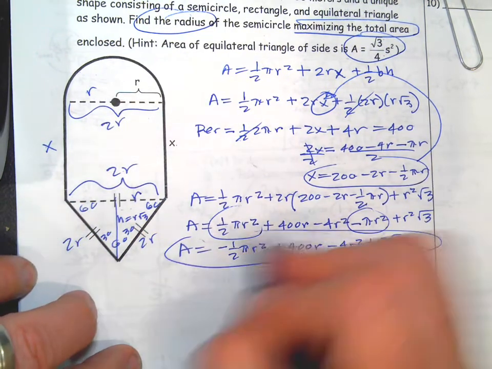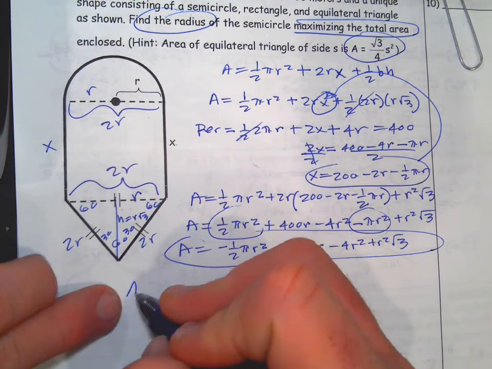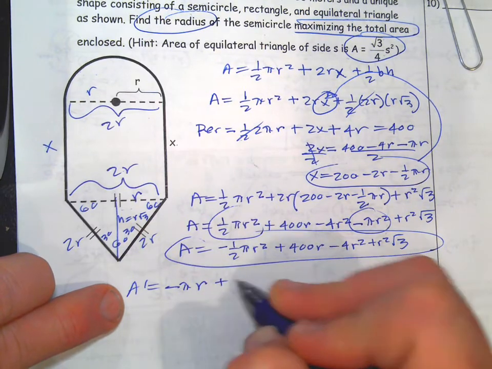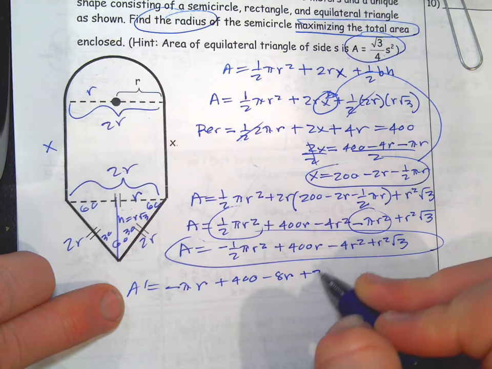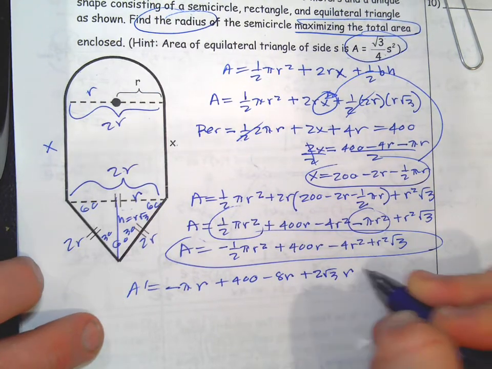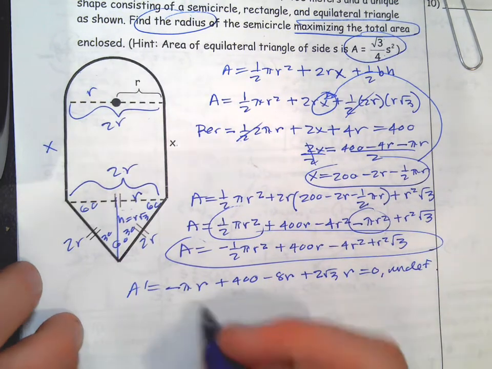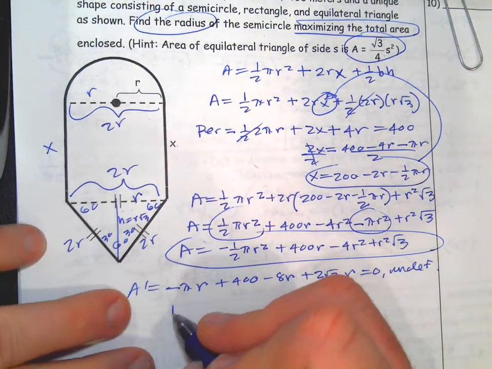So no calculus yet, just lots of geometry and algebra. Okay, let's just make sure that all looks right. Now the calculus: take the derivative. That's going to be negative pi r plus 400 minus 8r plus 2 root 3 r. I'm going to set it equal to 0 or undefined. It's never going to be undefined this time. We need to solve for r, so I'm going to factor the r out.